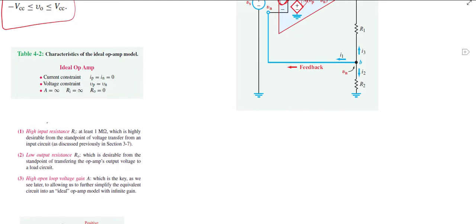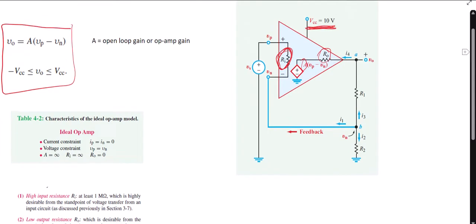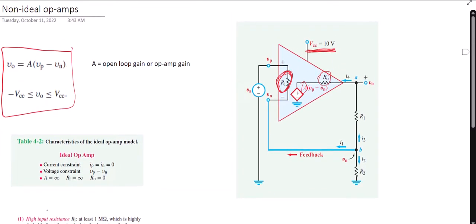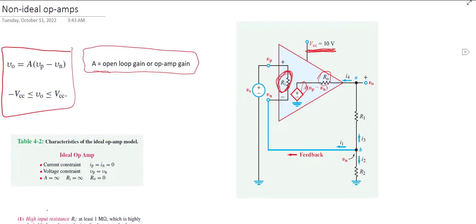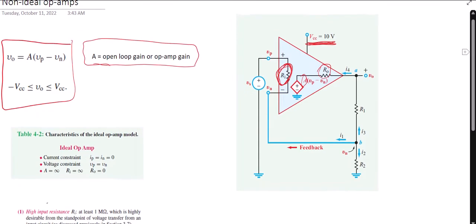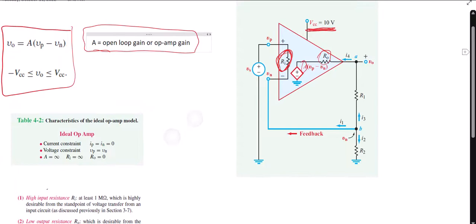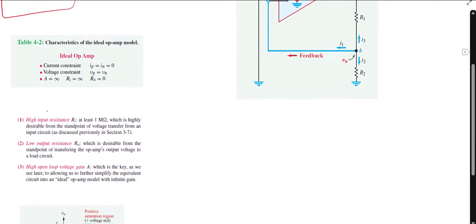And we never had to know much of this at all. Oh, I lied. Apparently A is the open loop gain or op amp gain. Okay. They use A here in the book for this, and then they use G when we're talking about our real op amps.